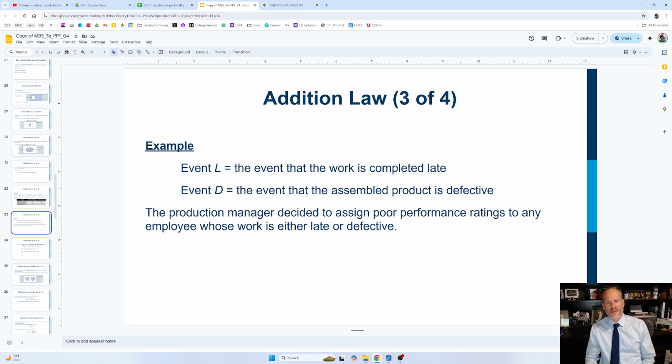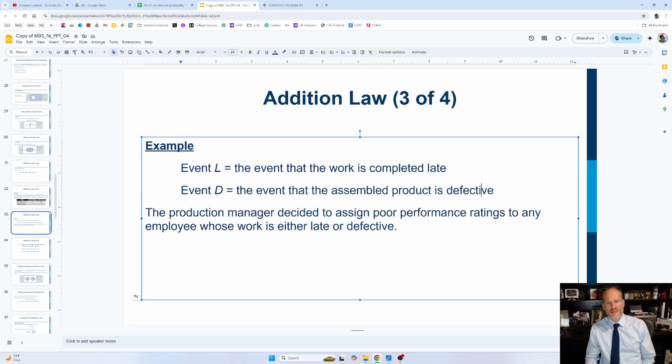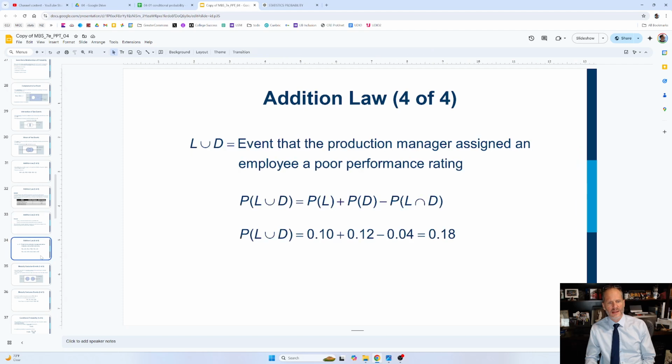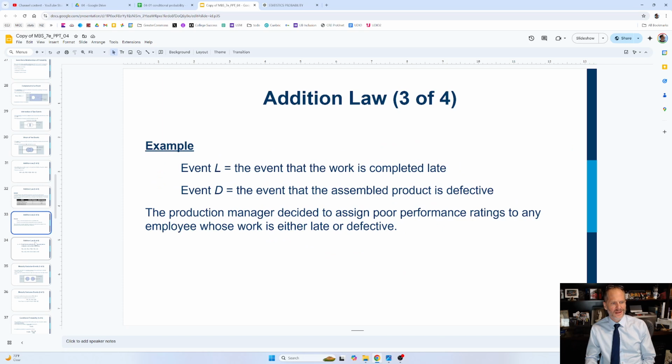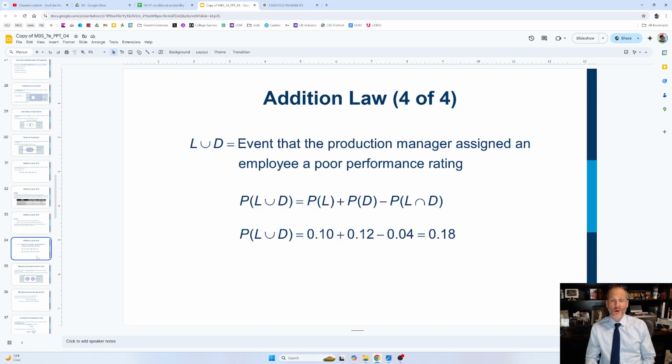And so here's the event that the work is late. Here's event D, it's defective. And then down here, we do the union of that: probability of late, plus probability of defective, minus probability of the intersection of late and defective, and we get 0.18. So that's just another example of doing a union, but it's here in the presentation, so I thought I would go over it with you.